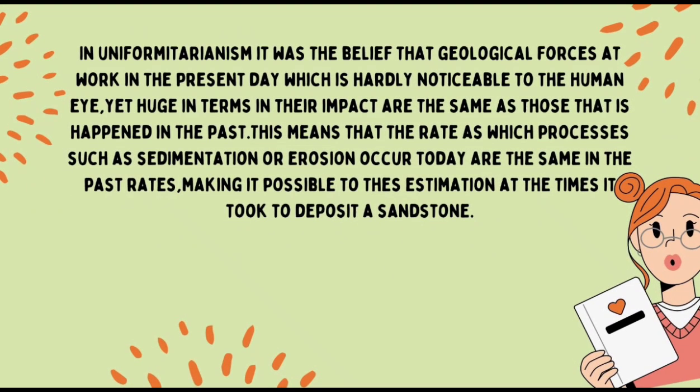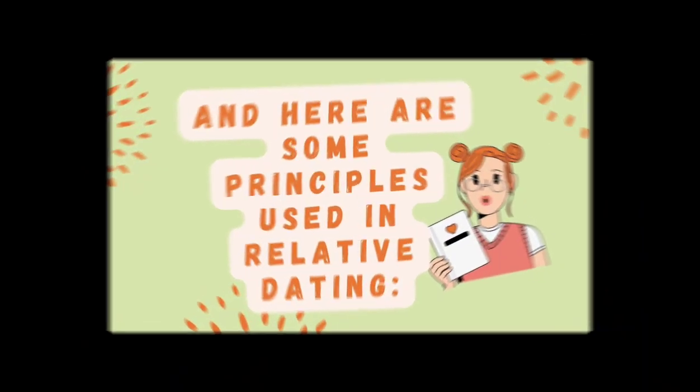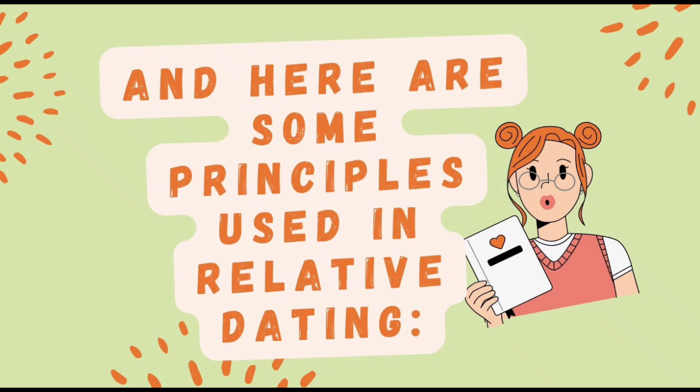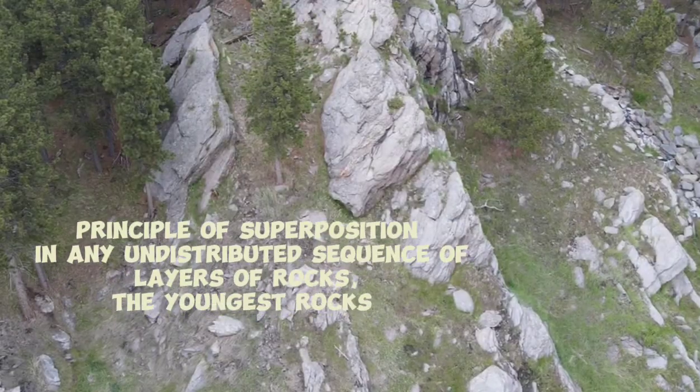Uniformitarianism is the belief that the geological forces at work in the present day, which are hardly noticeable to the human eye yet huge in time and impact, are the same as those that happened in the past. This means that the rates at which processes such as sedimentation or erosion occur today are the same as in the past, making it possible to estimate the time it took to deposit a sandstone. And here are some principles used in relative dating.